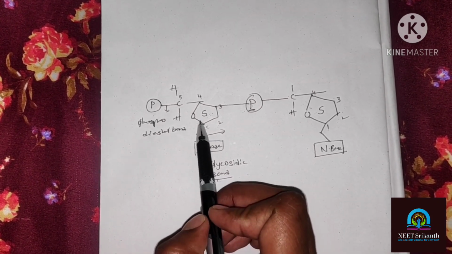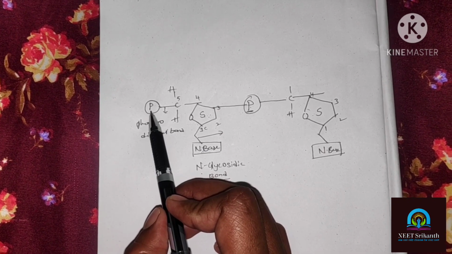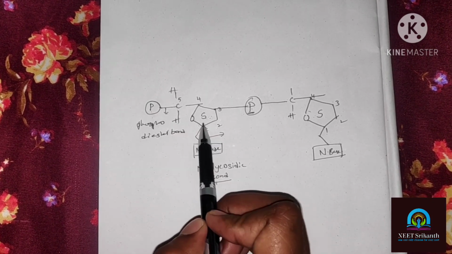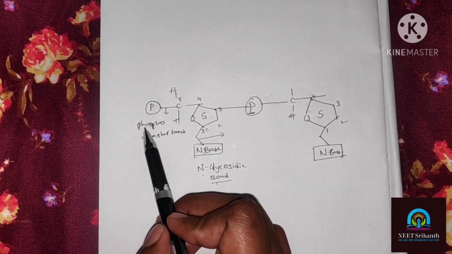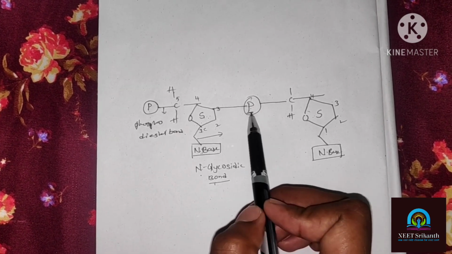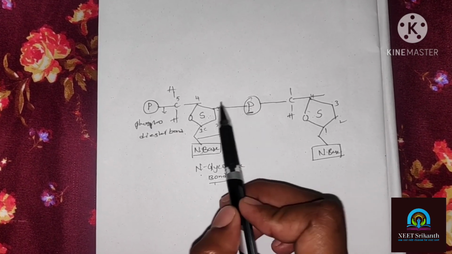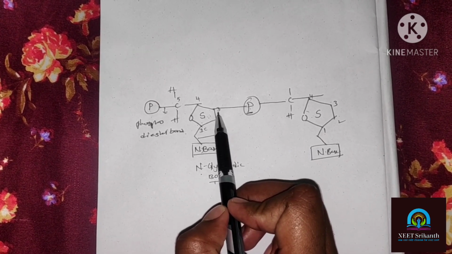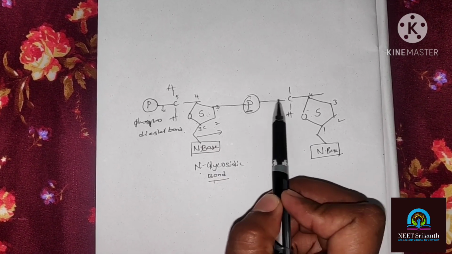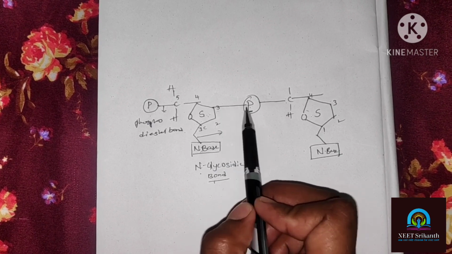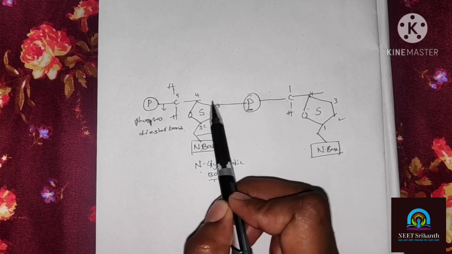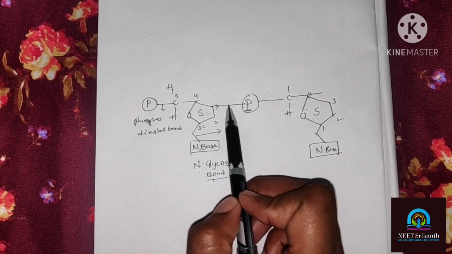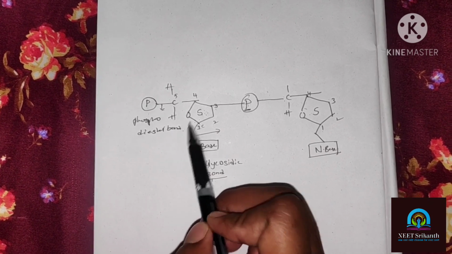And the fifth position of the pentose sugar is going to bond with the phosphate. So the phosphate is going to attach at the fifth carbon position of the pentose sugar, and that bond is called phosphodiester bond. Here also one phosphate is there. That phosphate is going to attach with the 2 sugars, one sugar at the position of the third carbon and another sugar at the position of the fifth carbon. So one phosphate is going to make a bond with the 2 sugars. So the bond between the phosphate and pentose sugar is nothing but phosphodiester bond.